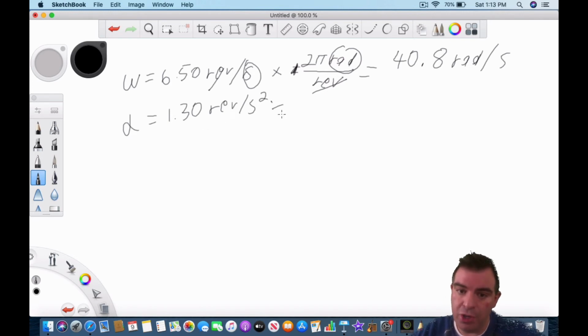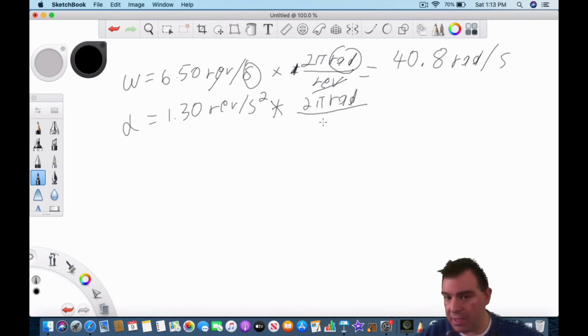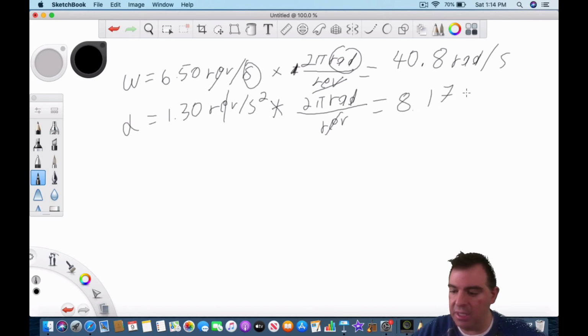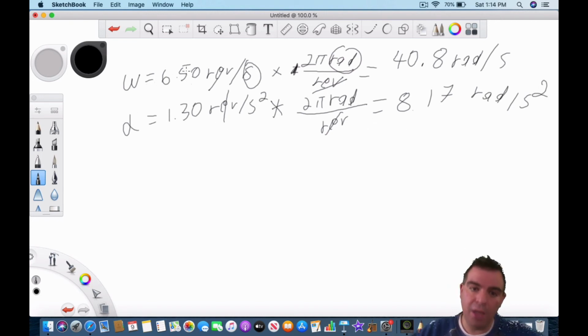We do the same thing with acceleration. We multiply by the same quantity, 2 pi rad over 360, because 360 is one full circle, so it's a revolution. Once we multiply this, we get 8.17 rad per second squared. So we took the angular velocity and the angular acceleration in revolutions per second and revolutions per second squared, and converted them into the correct units.